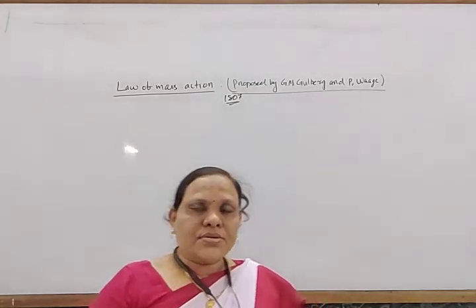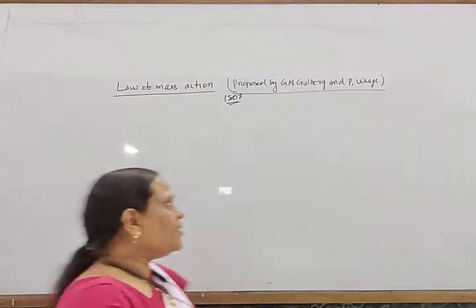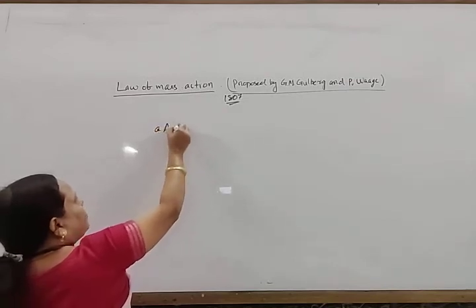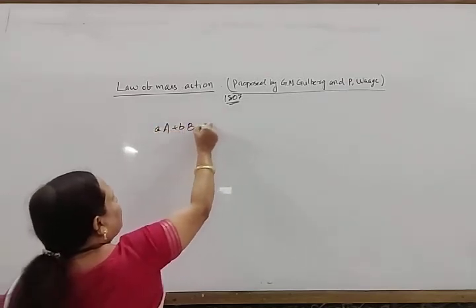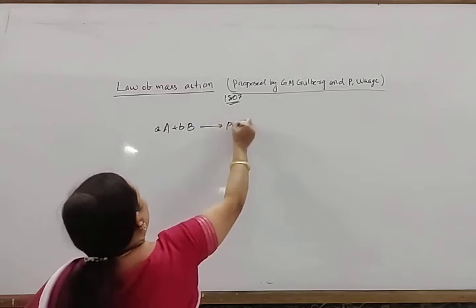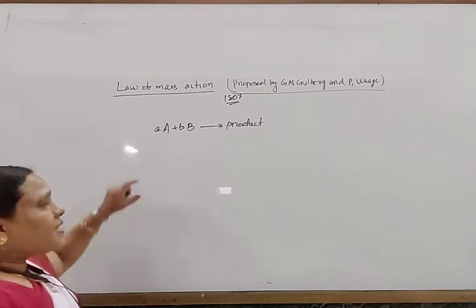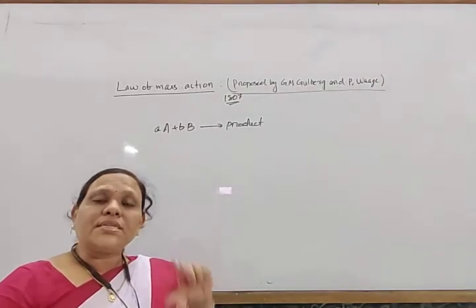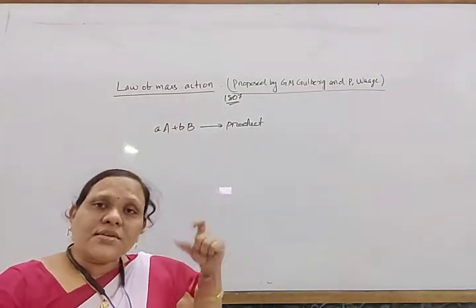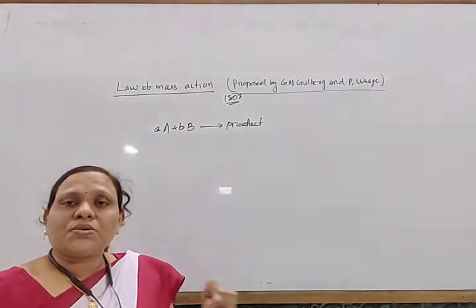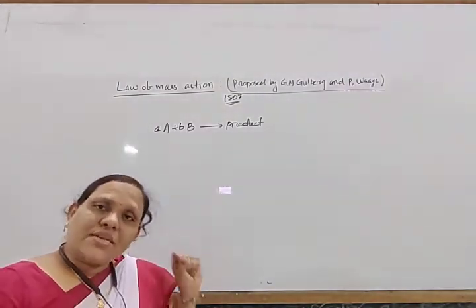It looks so long, but look here. Suppose the reaction is aA plus bB gives product. Suppose the reaction is like this. Then what is the rate of reaction? Rate of reaction means what is the speed of the reaction? What is the change in concentration with respect to time? Change in concentration with respect to time is known as the rate of reaction.